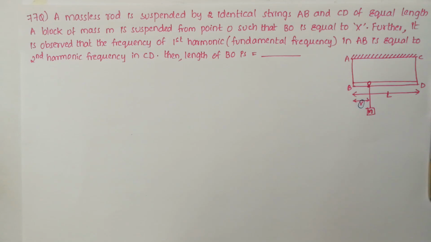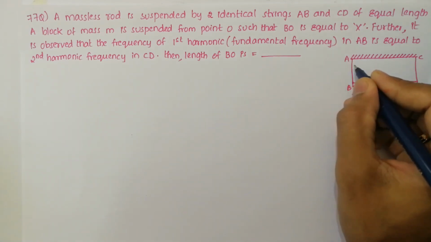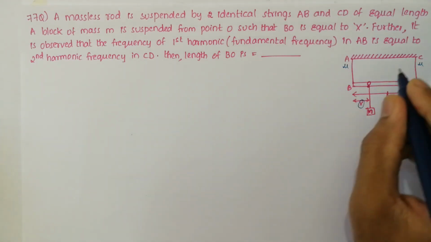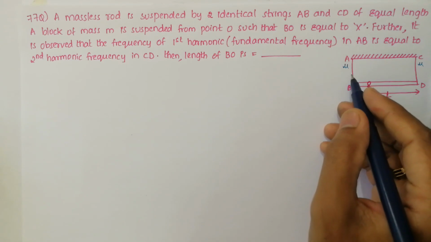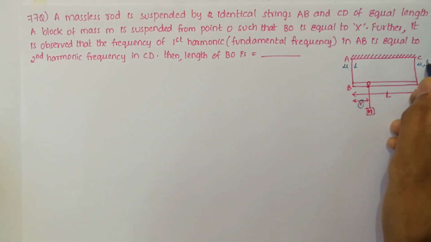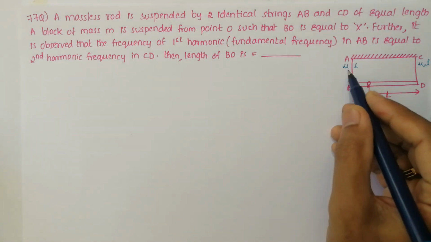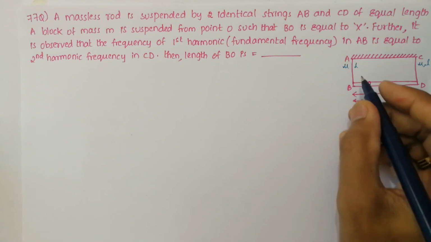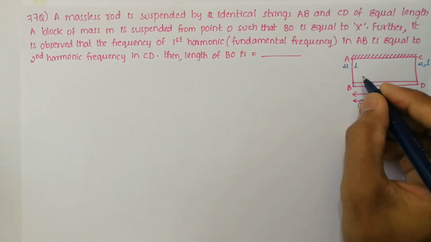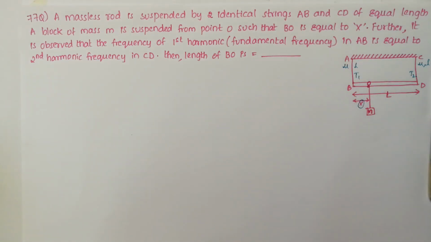Now here it is given that the two strings are identical, which means their linear mass density will be the same. If it is mu here, here also it is mu, and the length of the strings is also the same. If it is L here, here also it is L. Next, coming to tension, as this mass is not symmetric, the tensions will be different. Let us say the tension in this string is T1, and here it will be T2.